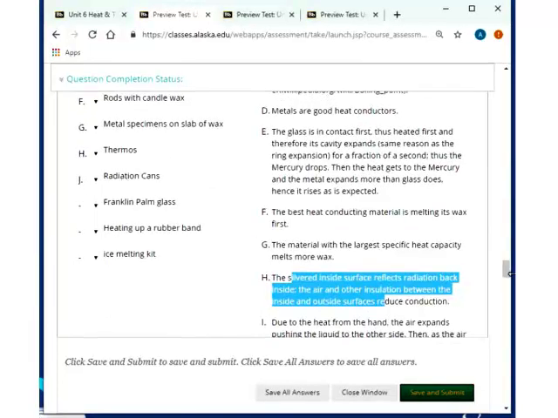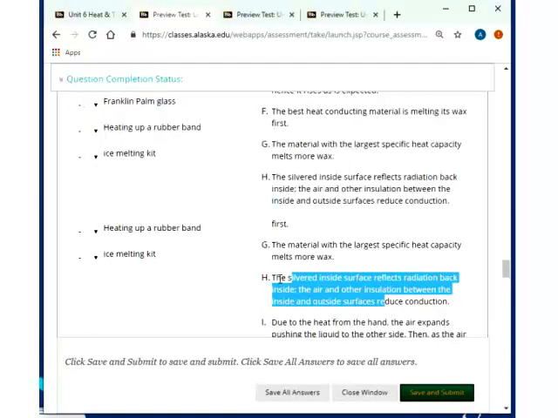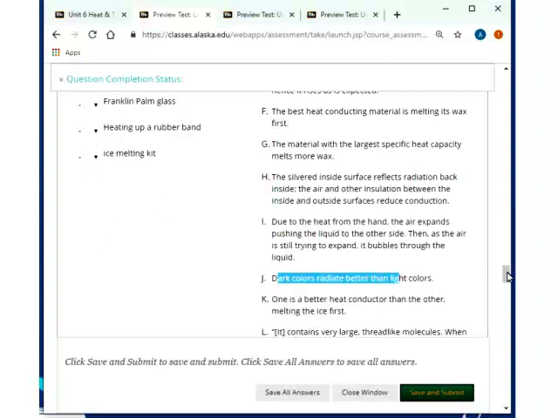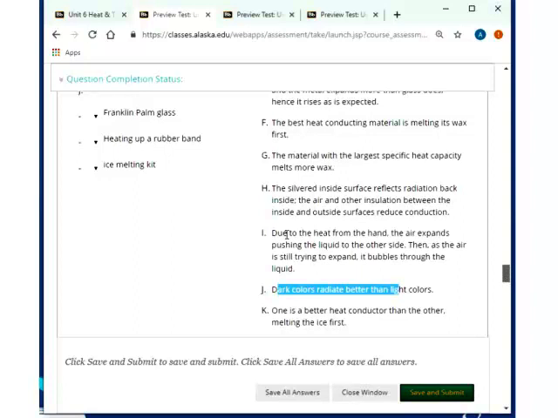Then radiation cans, and again, that's a little backwards here. So dark colors radiate better than light colors. When you look at that experiment, there's the Franklin palm glass, which is this one here. So, oh, whoopsie, that goes with this answer here. And then I believe the last two are also backwards. There you go. So look at these explanations, look at the videos.